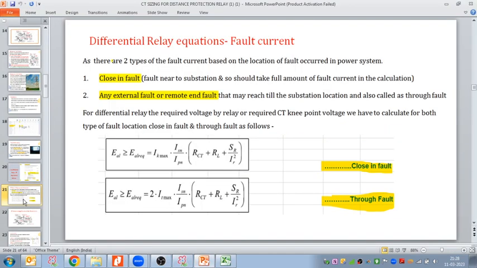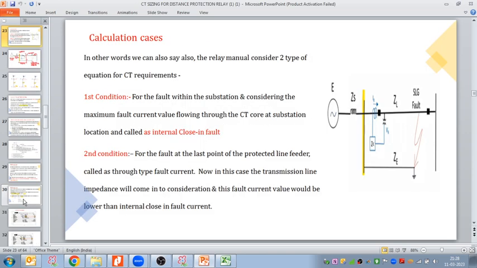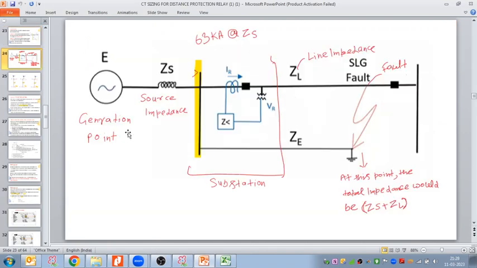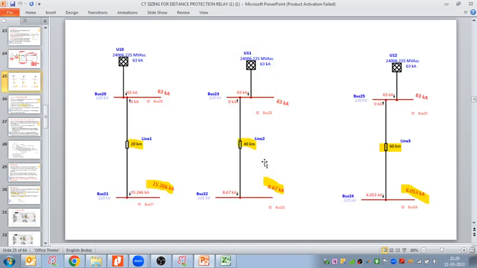So let us discuss the through fault current calculations and what we discussed yesterday. First case, the internal closing fault, we have seen. The second case is the through fault. In yesterday's ETP simulations we saw that the through fault current, which is the fault on the remote side or on the last point of the protected side, would be lower than the substation fault current value.